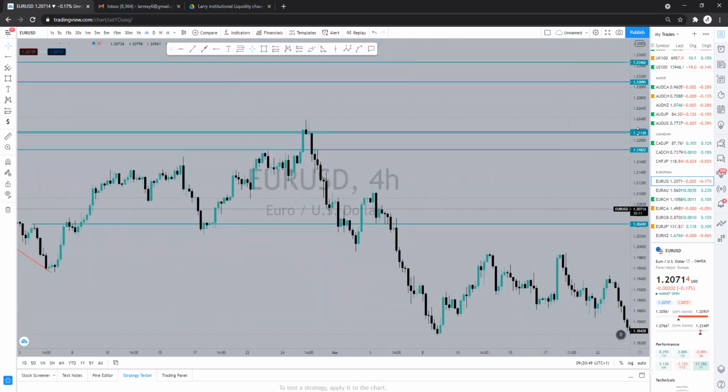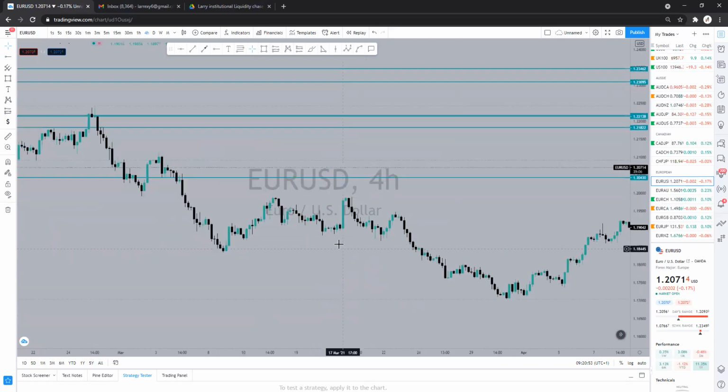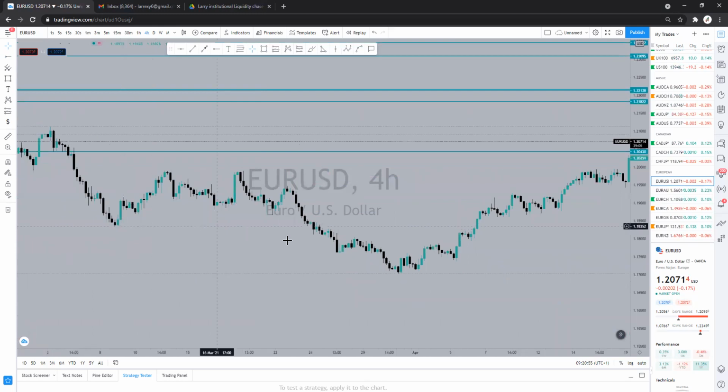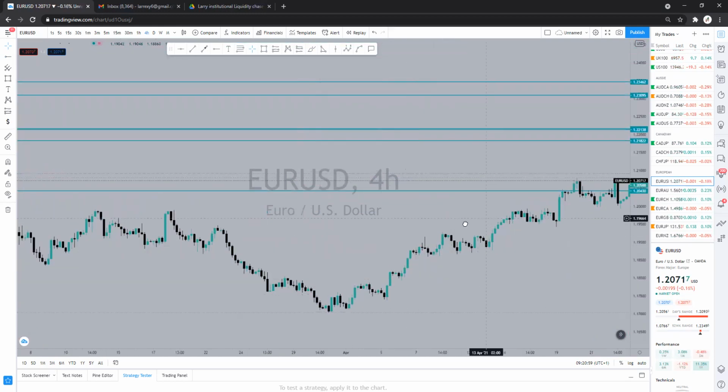So now, can you see how to identify a false structure break and a weak structure break now? Can you see now? Came lower, lower, lower, breaking lows, lower lows, breaking highs, going up again.